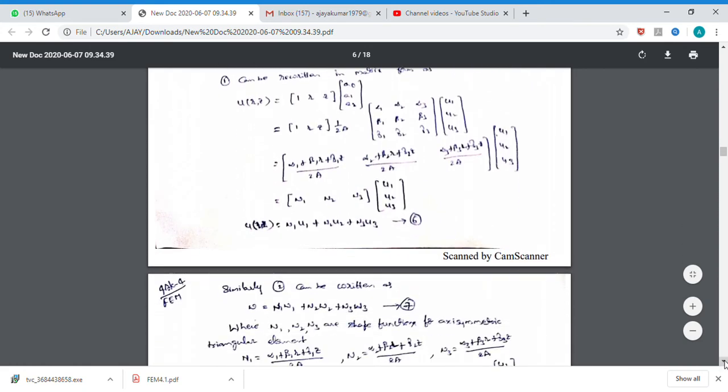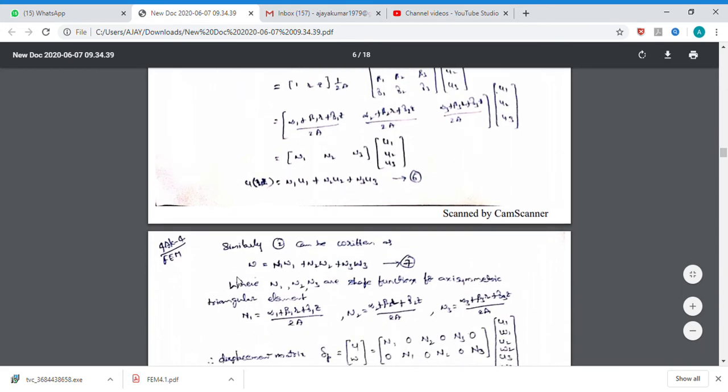In the same manner, if you derive the second set of equations for axial direction deformations or displacements W, definitely we will get the same type of relation: W is equal to N1 W1 plus N2 W2 plus N3 W3. Is it right? Here also N1, N2, N3 are the shape functions only.